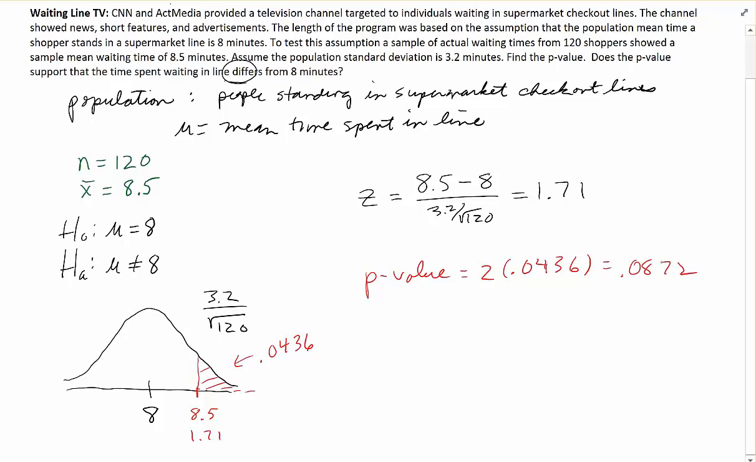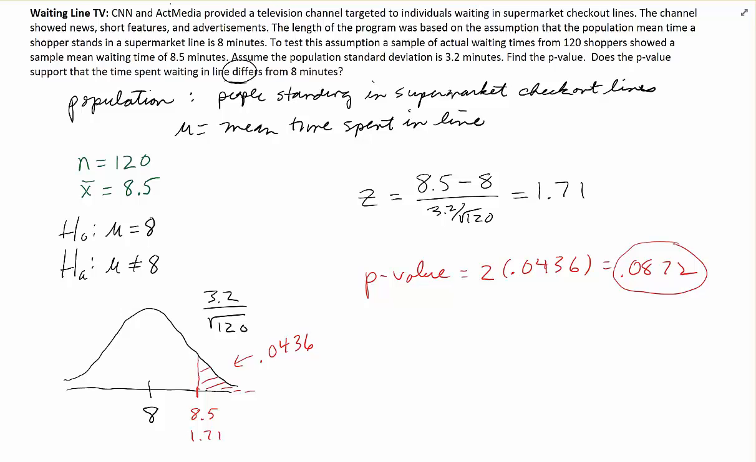0.0872. Now, the conclusion is my p-value is 0.0872. Is that significant? Would you go ahead and reject the null hypothesis? Maybe some people would, maybe some people wouldn't. It really depends on where you personally would set your level of significance. There was none given in this problem.